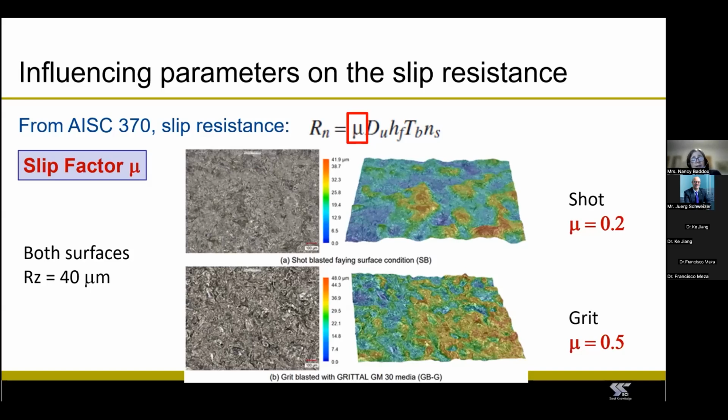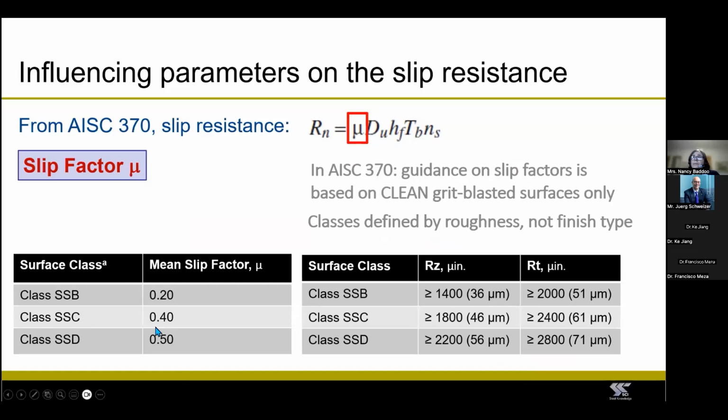So in the end, the guidance that went into AISC 370 on slip-resistant bolts, and which is going into the second generation Eurocode, is going to be based on grit blasted faying surfaces. But there are tests which can be carried out if you want to determine the slip factor for other types of faying surfaces. Yep, this is the guidance that we put in 370.